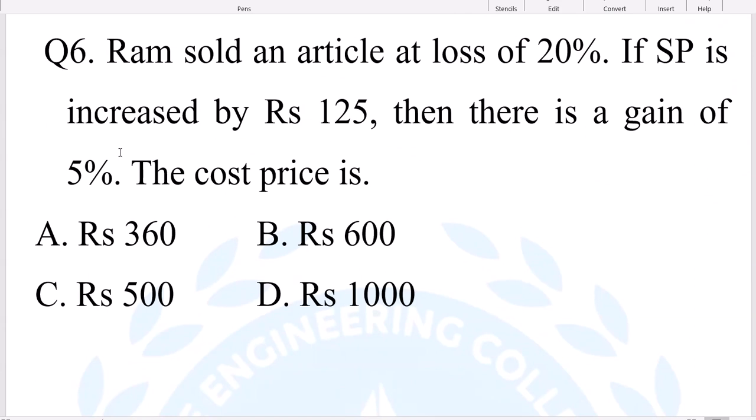Ram sold an article at a loss of 20%. If selling price is increased by 125, the gain is now 5%. What is the cost price? Alright. So answer 500. Hardly you can take 20 seconds to answer this question.